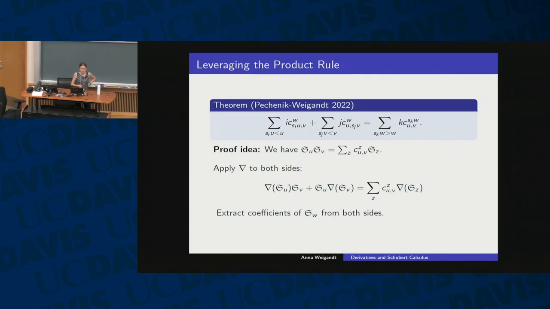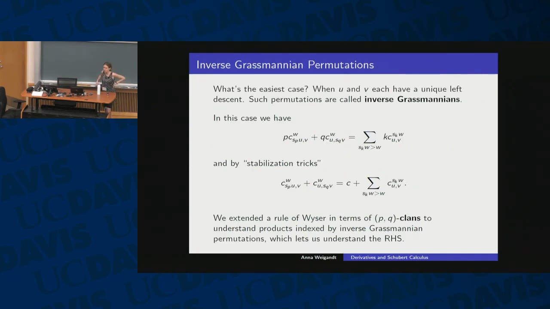Okay, so this formula, there's too many terms, just way too many terms. So what we can do is think about this special case where there are fewer terms, and fewer terms is great. So the easiest case is when U and V are both permutations that are inverse of Grassmannian permutations. Another way to say that is that they each have a unique left descent. So in this case, that big, scary-looking formula just has 2 terms on the left-hand side, which is great.